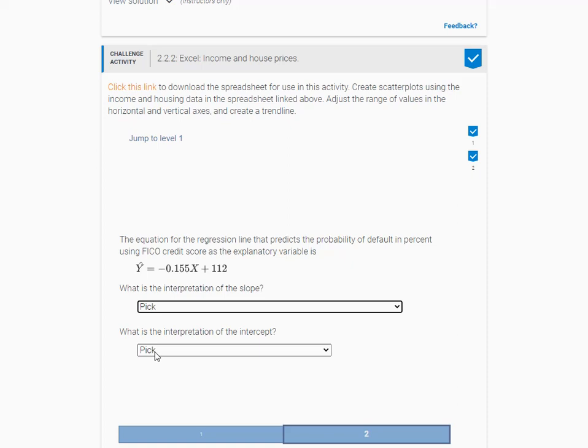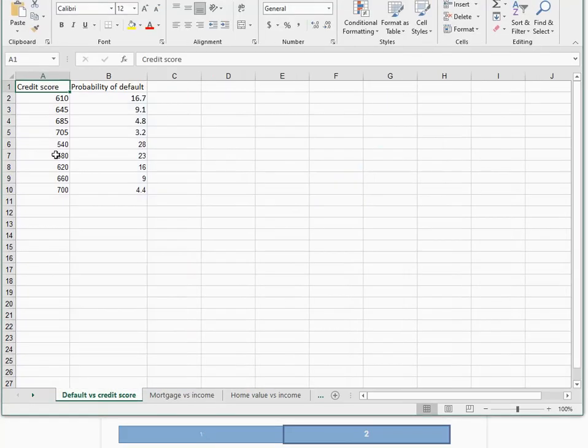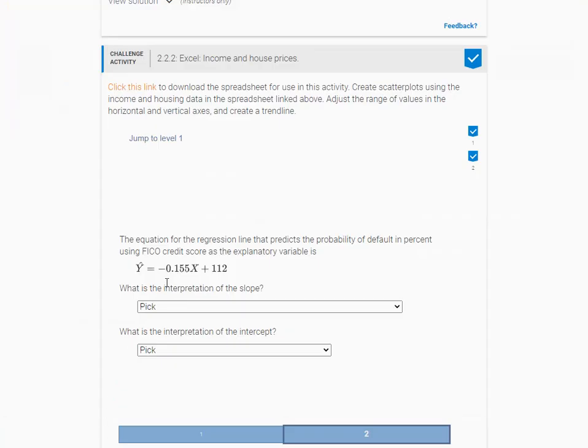Okay, so what we see here is the equation for the regression line that predicts the probability of default in percent using FICO score as the explanatory variable. So Y is the probability of default, and X is the person's FICO score. If you look here, you have the person's credit score and their probability of default. And it looks like as credit score goes up, the probability of default goes down.